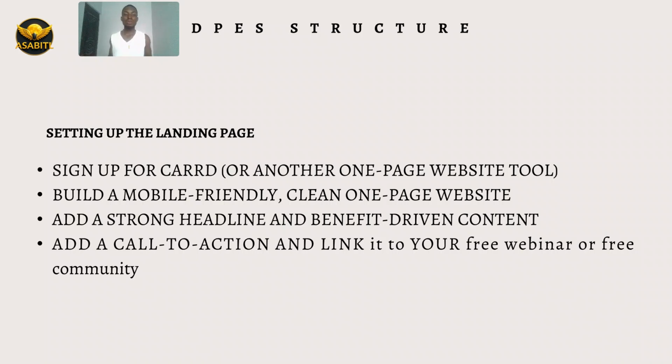Or you can use any other alternative, like any one page website tool that you know. Then you build a mobile friendly clean one page website. You add your strong headline. So in this particular stage, I would like you to go ahead and do more research about landing pages so that you know the different sections of a landing page and will not get it wrong. Ask ChatGPT how to do this. It's going to help you a lot.